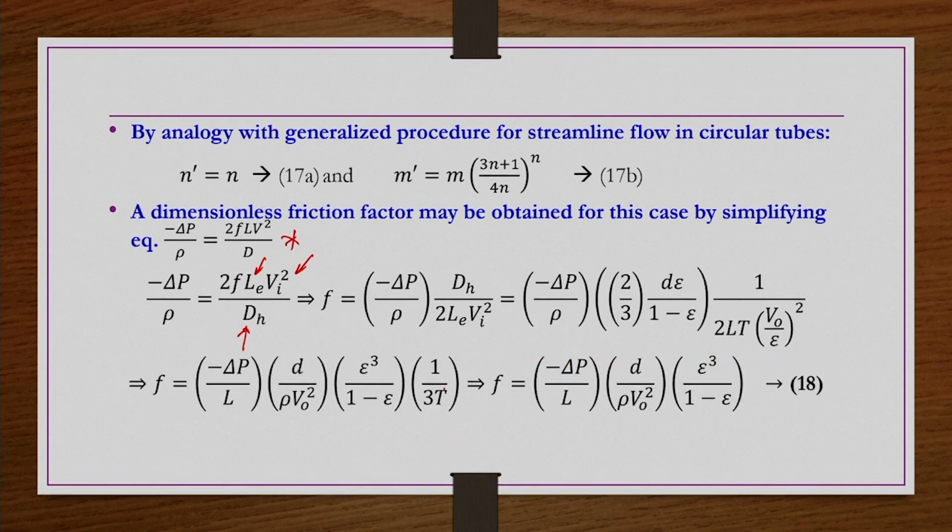Now, this 1 by 3 T constant we are not taking, because we are writing a generalized expression. Those constants are taken care of by the final friction factor in terms of the Reynolds number that we do. So, this frictional pressure drop we can get from this expression if you know the friction factor. If you know the friction factor, you can find out minus delta P by L. So, how to find the friction factor for a packed bed, that we do.